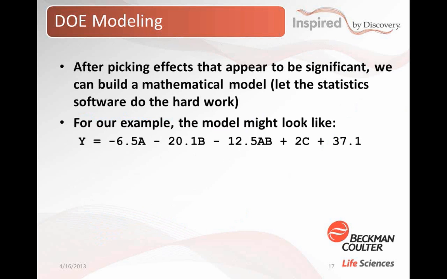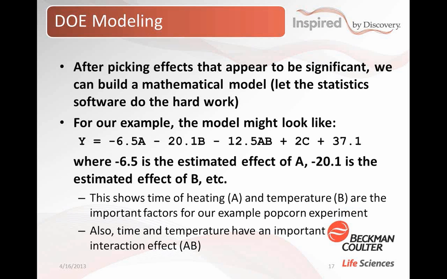So for our example popcorn experiment, we might have something like this. Y, which is the kernels that are unpopped, would be an addition of all these different things, where the negative 6.5 is the estimated effect of A, the minus 20.1 is the estimated effect of B, etc. And it's just a linear model. So this shows, for instance, that the time of heating and the temperature are both important factors for our popcorn, but also the time and temperature have an interaction effect, where having them both set to high reduces the number of kernels that are unpopped, which in our case is a good thing.